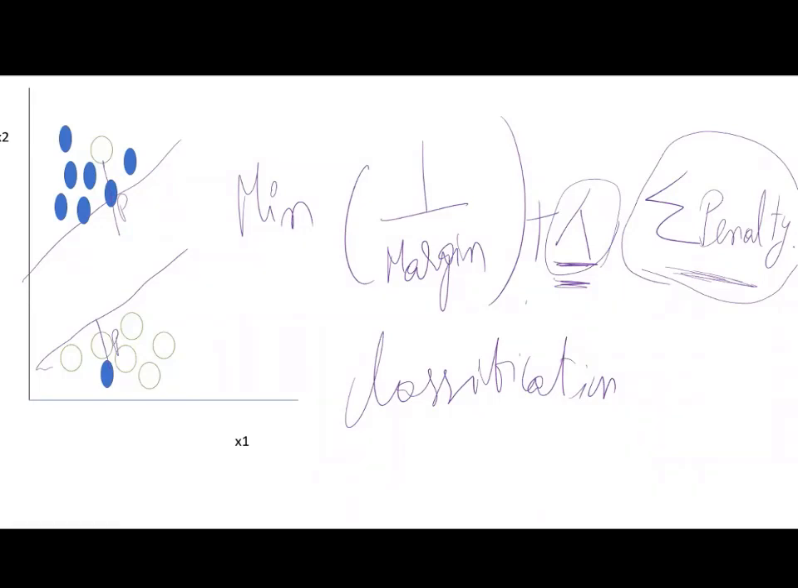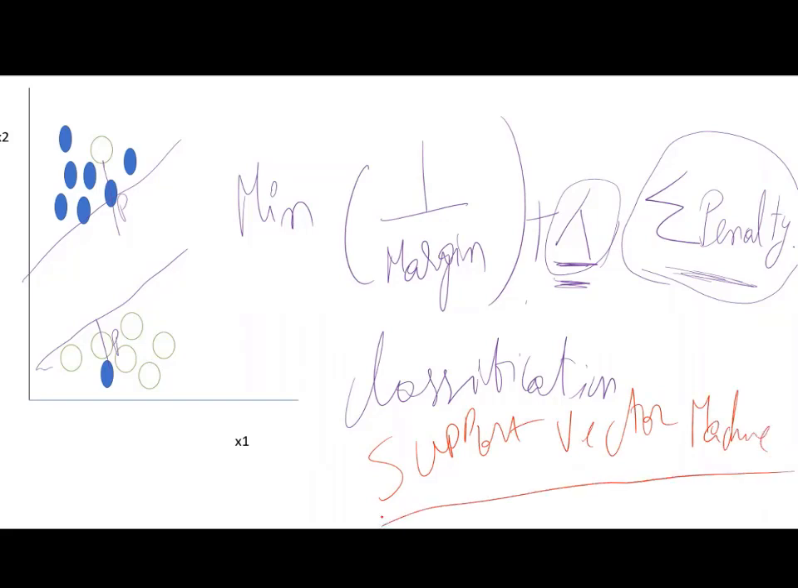Right. Now you can clearly see how even inseparable data can be considered in a support vector machine, SVM. This is called support vector machine. But still, it has some drawbacks.